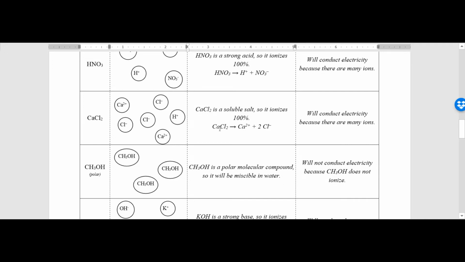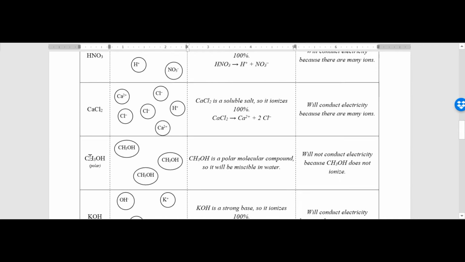But notice that it's a 1-to-2 ratio, right? There's 1 calcium for every 2 chlorides. This should be a chloride. And so that needs to be represented in your picture and in your equation, so make sure you balance them. And since this is 100% soluble, it breaks apart. There's positive and negative ions floating around, allowing electrons to move freely. They will conduct electricity because there are many, many ions.